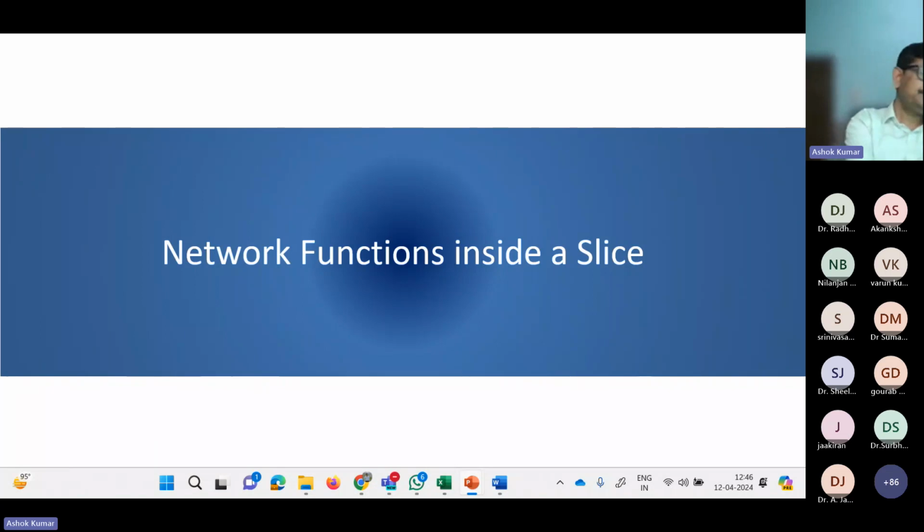Any questions so far? Just one question. When we slice the network, is the bandwidth also sliced, or does a slice get the full bandwidth?